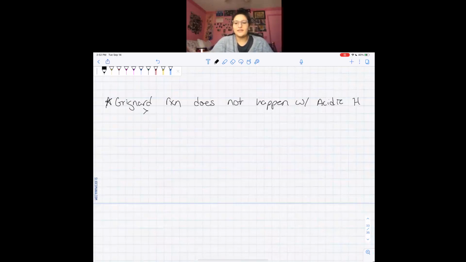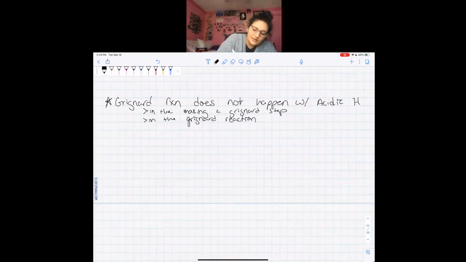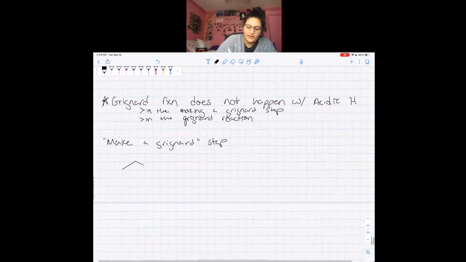As Leah was saying, this can either interrupt your reaction in the making a Grignard step or in the actual Grignard reaction. So in the make a Grignard step, we are starting with an alkyl halide, right? So let's say we have something like this. And let's say on the alkyl halide, we have an OH present, right? Or we could have a carboxylic acid, or we could have a triple bond.